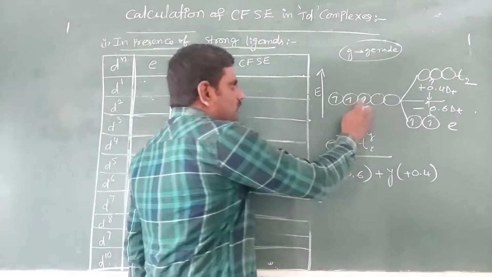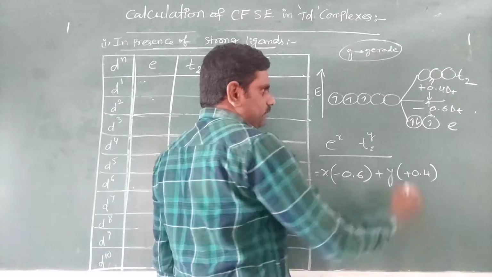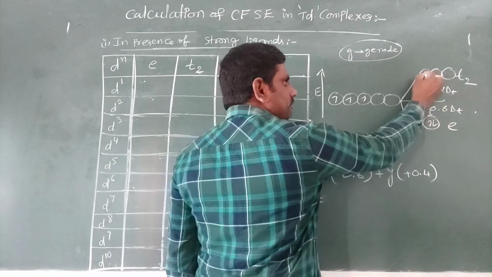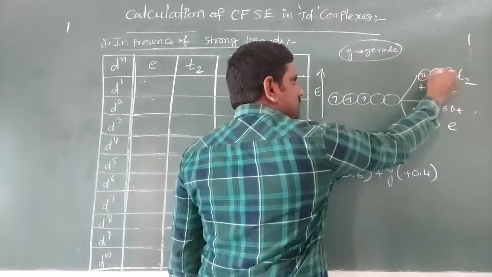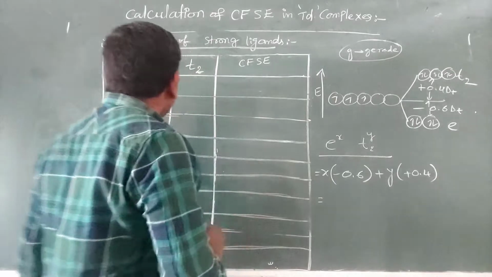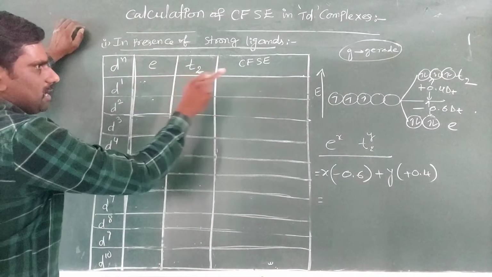So now this electron is going to pair up, against Hund's rule. And for D4, say for example, D5, one, one, one, and this is a pairing up. So I am writing the E and T2: which is the lower energy level? E. Which is the higher energy level?